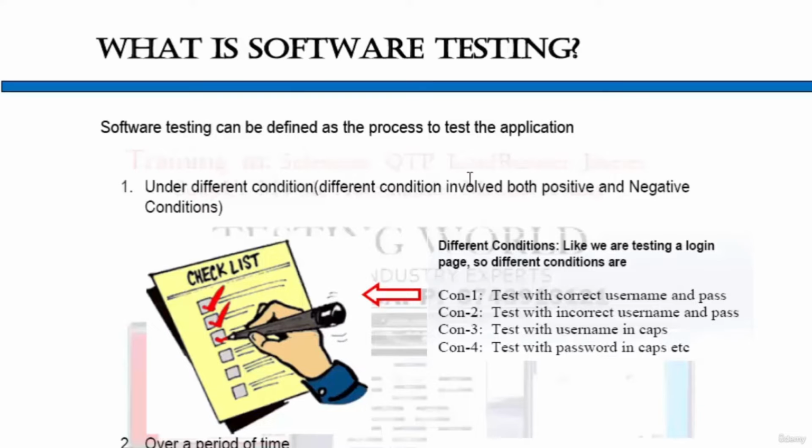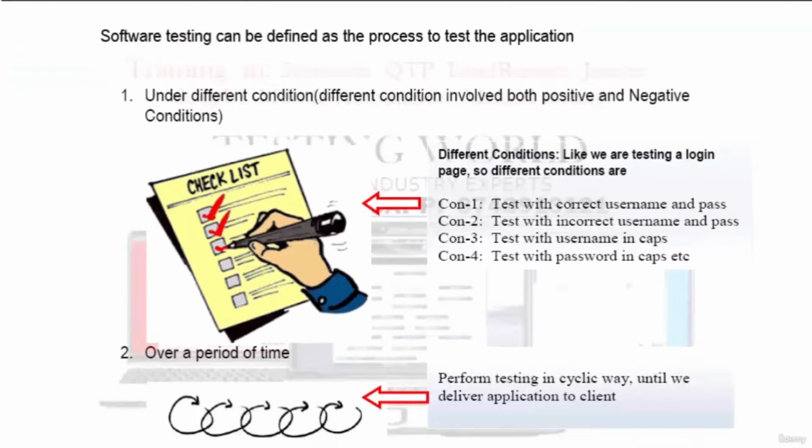So here, first step is software testing can be defined as a process in which we test our application under different conditions. Second is over a period of time. Okay, what does it mean? If we started the application today, maybe after 1 month, you get some functionality to test. So I take an example, the project is started on 1st of Jan. We got the registration page on 1st of Feb to test it. Now we complete the testing of that page.